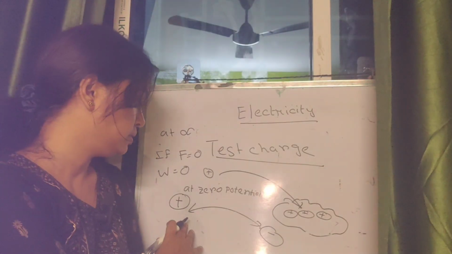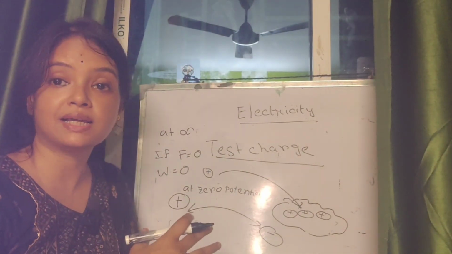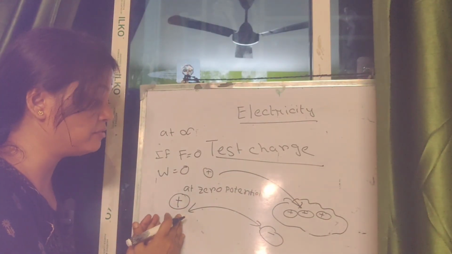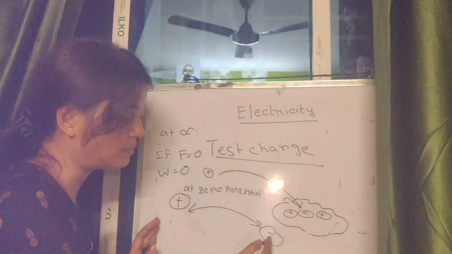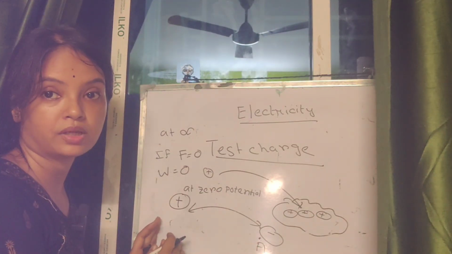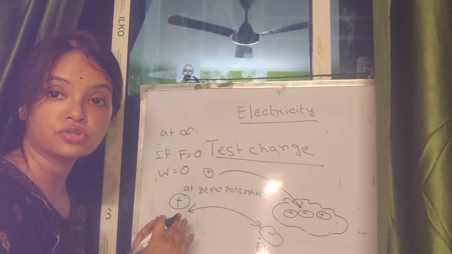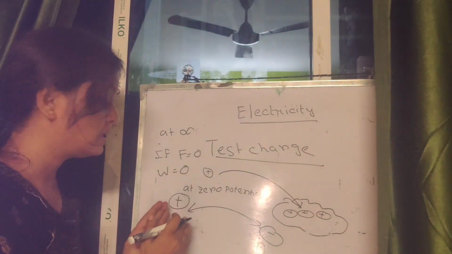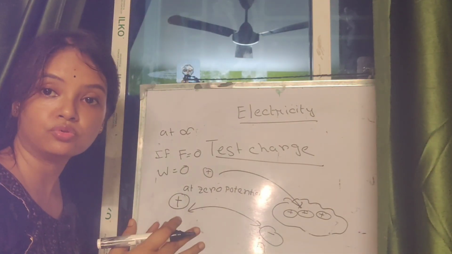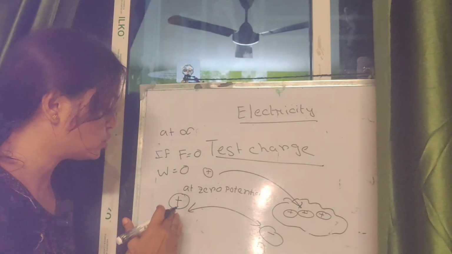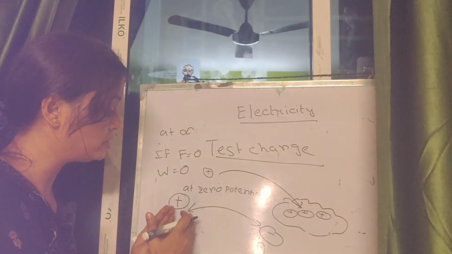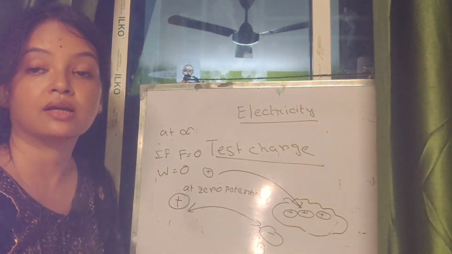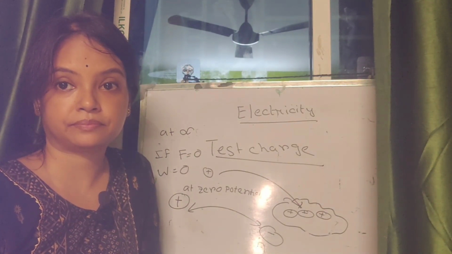At this 0 potential, if some external force is applied on this charge to bring it from infinity to a particular point, suppose this point is A, then after applying the force the charge will start to move and hence work will be done. So the work done by the movement of charge from infinity to that particular point is called the potential. Got it?